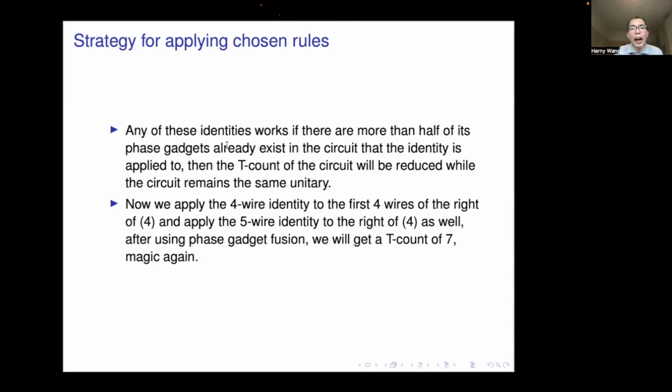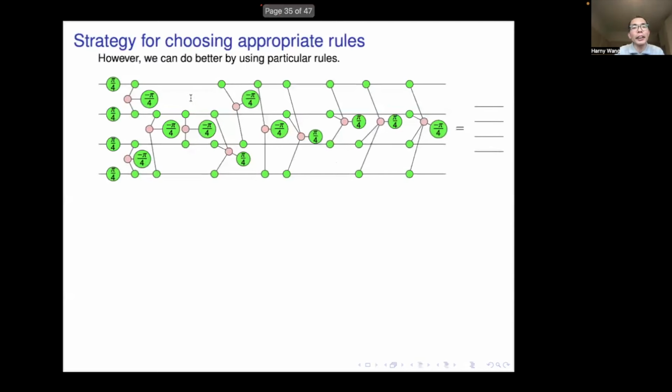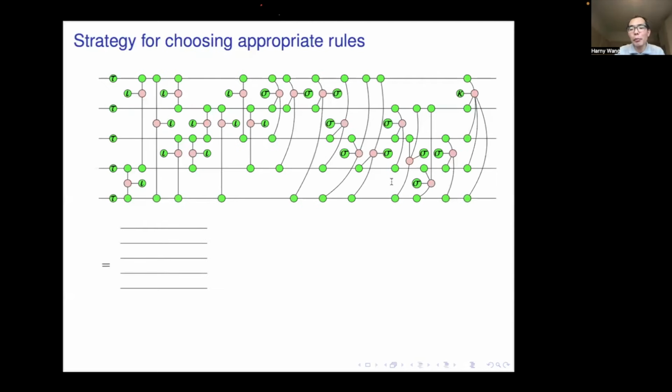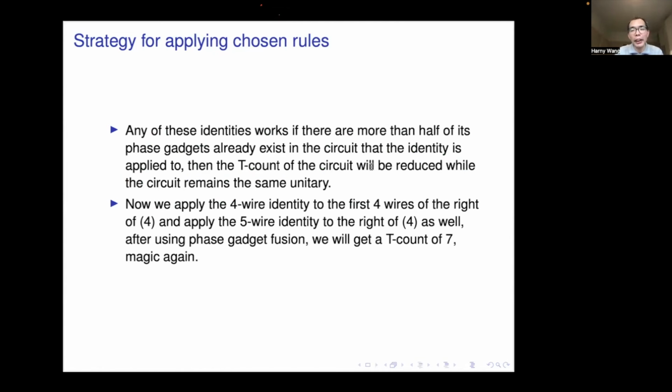So if half of it, the phase gadget, they are more than half of the, let's say, 4 wires. The spider identity, we have like 50, something like that. So if you have more than half, that means if you have 8, we have 14. So if you have at least 8 already there, then that means they can cancel out. Then you will reduce the count. That's the basic idea.